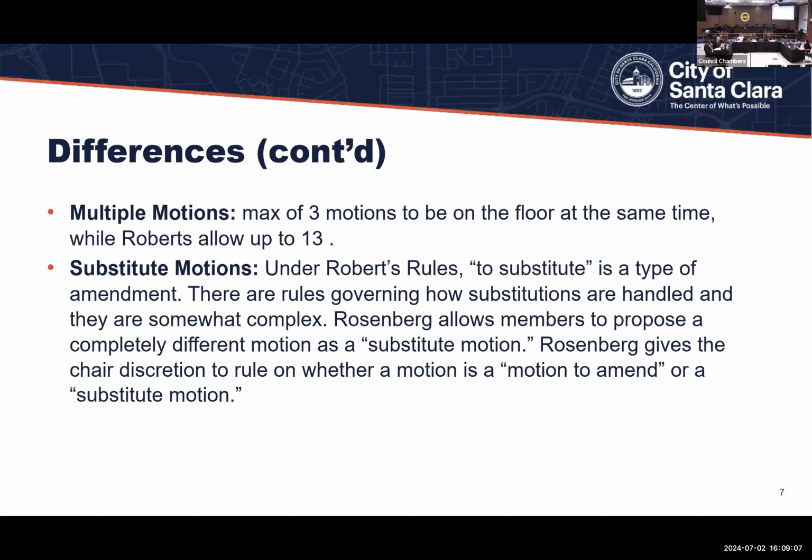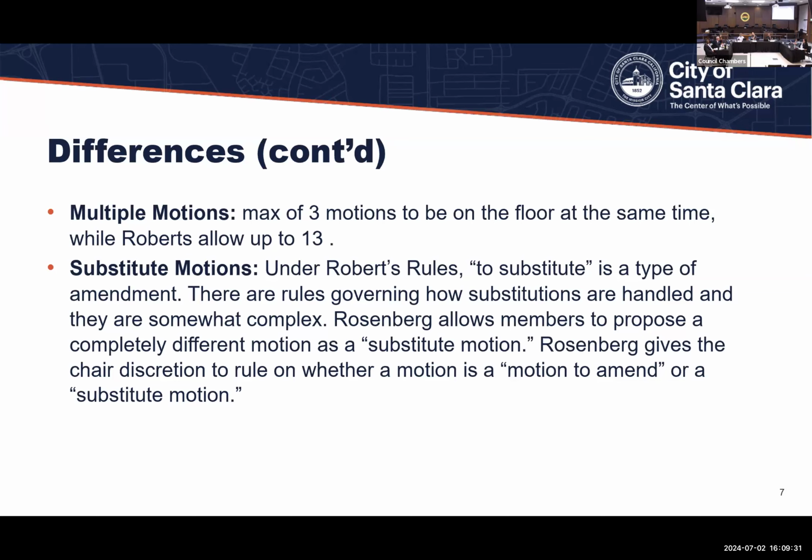Under Roberts, the differences are really more technical than anything else. One thing that Rosenberg's is good at is that it allows a member to propose a completely different motion as a substitute motion and gives the chair discretion as to how to characterize that motion. This is actually how we operate now, pretty much.